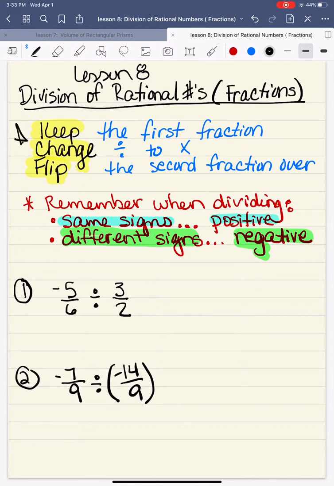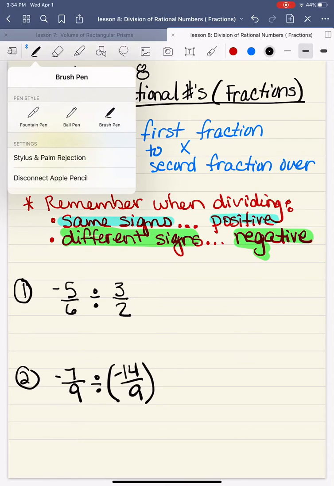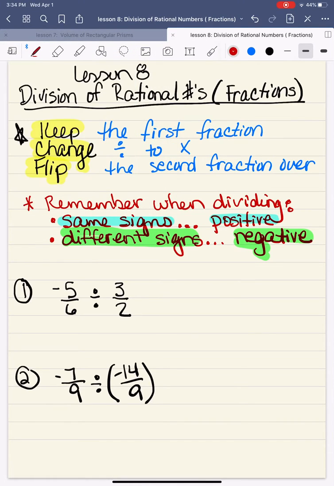So here we're reviewing fractions, and when we divide, we do our keep, change, flip. We keep the first fraction, we change division to multiplication, and then we flip the second fraction over. Then to remember whether an answer is positive or negative when dividing, if they have the same signs, then the answer will be positive, and different signs, the answer will be negative.